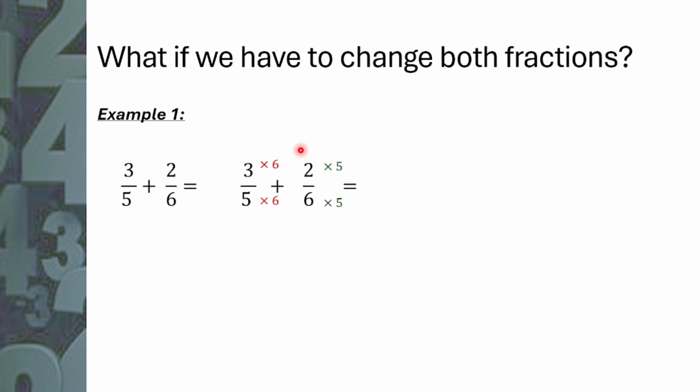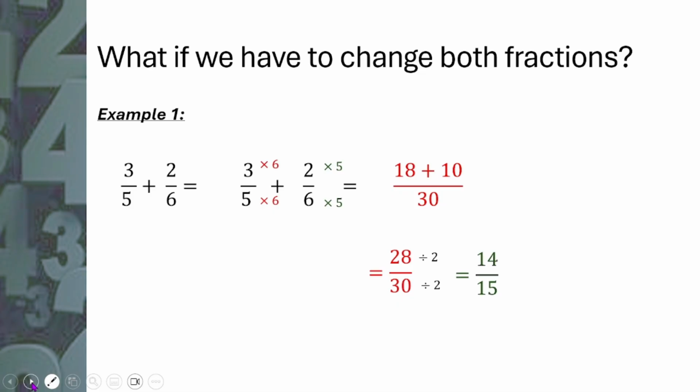So we can see how we are multiplying all of the first fraction by 6 and all of the second fraction by 5. Remember, we are multiplying by the bottom of the opposite fraction. This is going to give me 18 plus 10, and our common denominator is 30. 18 plus 10, of course, is going to give me 28 over 30. 28 and 30 are both even, and therefore they're both divisible by 2. 28 divided by 2 is 14, and 30 divided by 2 is 15. My final answer in its most simplified form is 14 over 15.